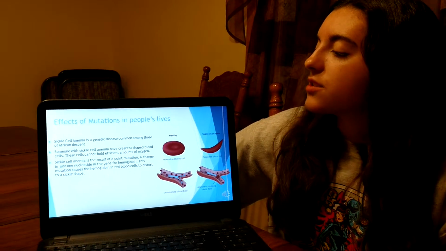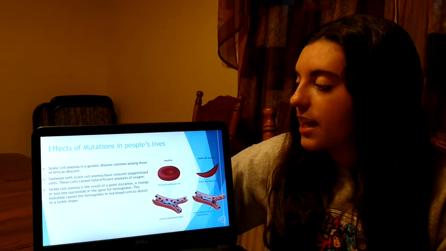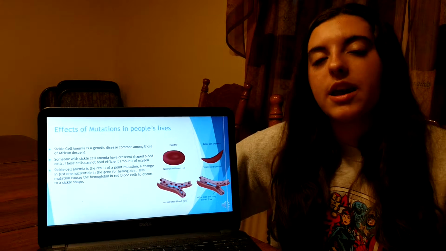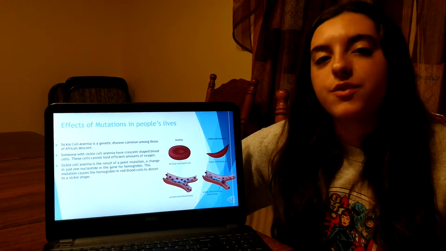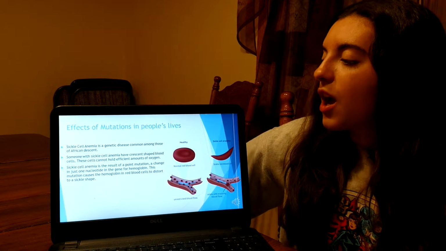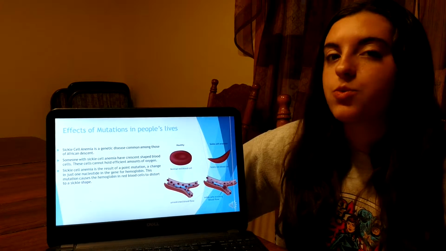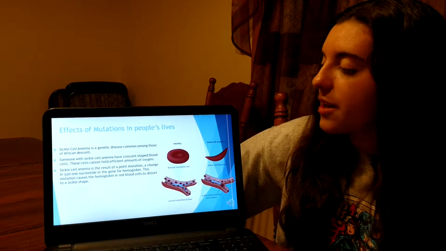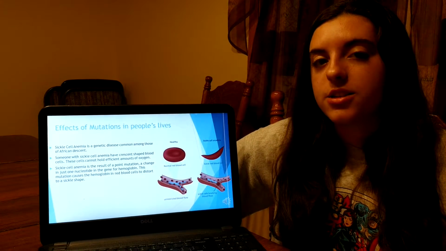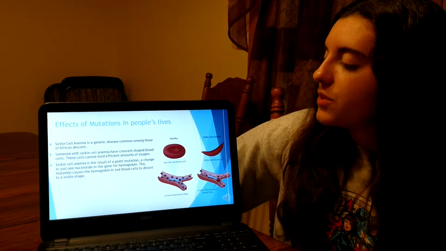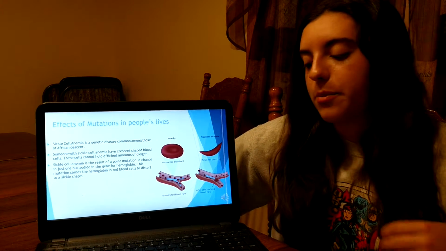There's a disease called sickle cell anemia, which is genetic and common among people with African descent. Someone with sickle cell anemia has a sickle cell shaped, and this cell cannot hold efficient amounts of oxygen. Sickle cell anemia is a result of a point mutation, or a change of just one nucleotide in the gene for hemoglobin, which is responsible for carrying oxygen in our red blood cells. And so this causes the red blood cell to distort into the sickle shape.